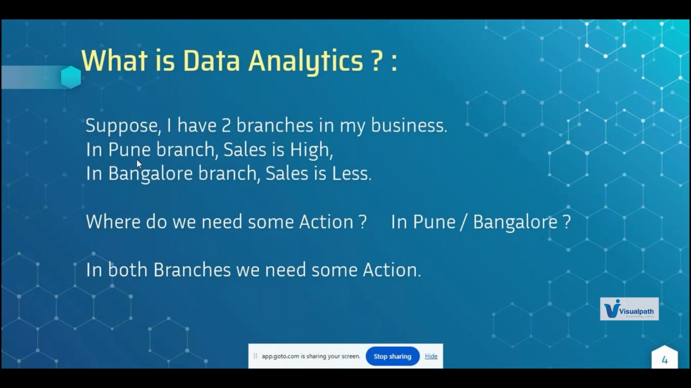Suppose in Pune branch, sales is high. So what we have to do? We will further increase the stock, further increase the collection, so that we will get more business and more profits. In Bangalore branch, sales is less. So what we have to do? We will try to increase the sales by giving offers, discounts, promotions, right? Free gifts. So in both cases, we need some action plan.